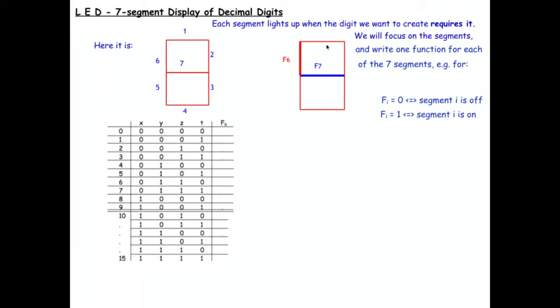So now the purpose of this function F6, now it has a real purpose, is to make sure that this one stick LED lights up only when we need it to represent a decimal digit, right? So for example, if we have digit 5, we want this, this, this, this, and this to light up. So for, let's say, decimal digit 5, we need F6 to light up.